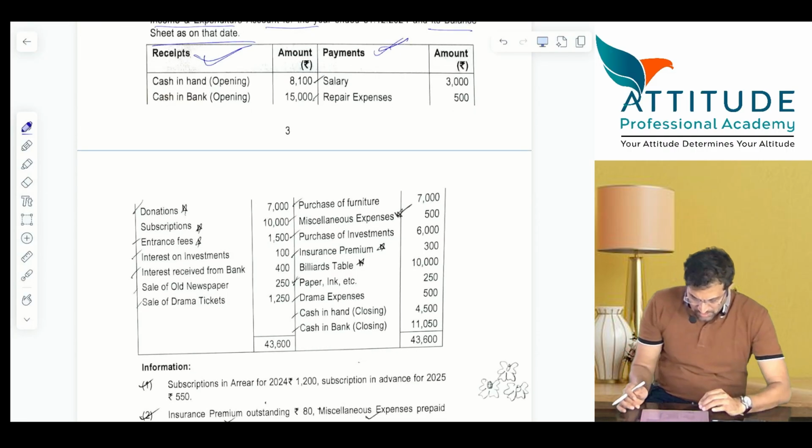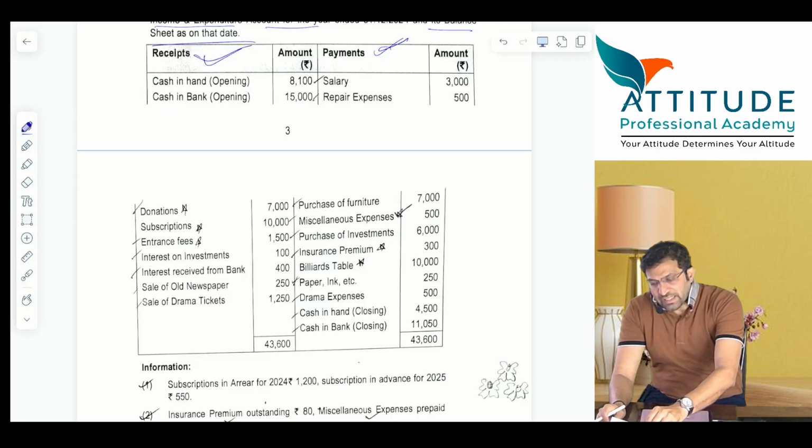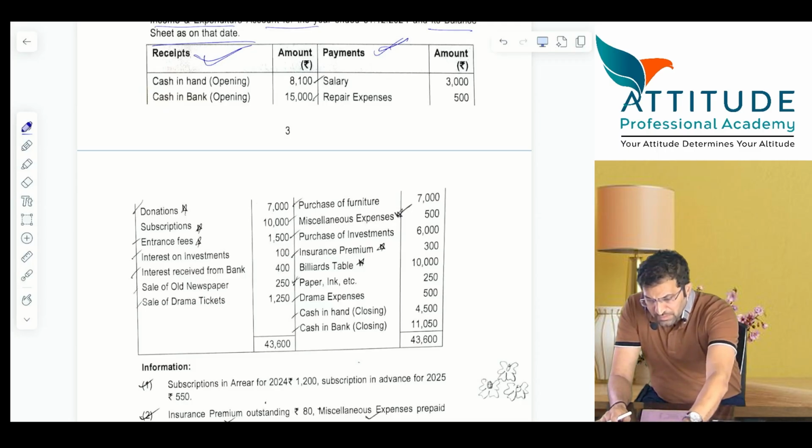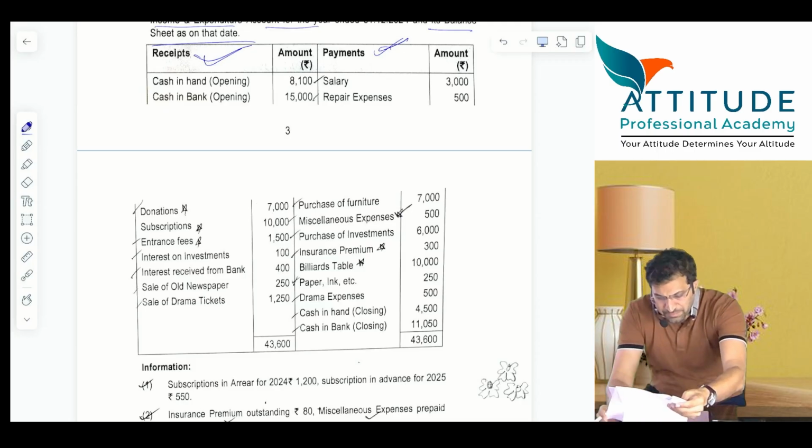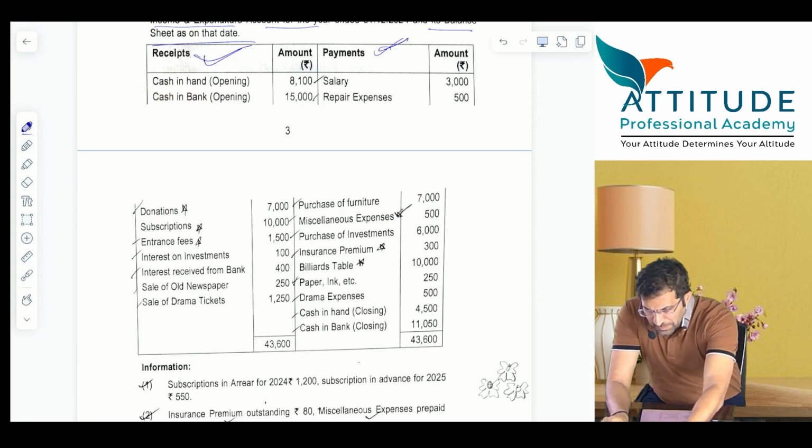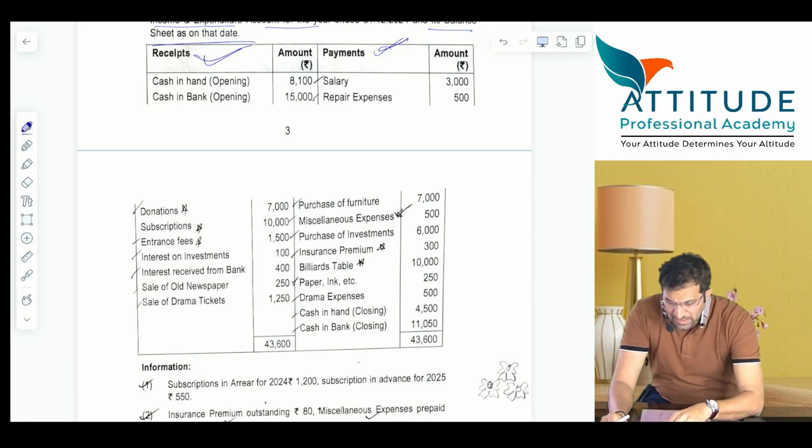Start. Write the heading there: in the books of Civil Line Clubs, income and expenditure account and balance sheet.